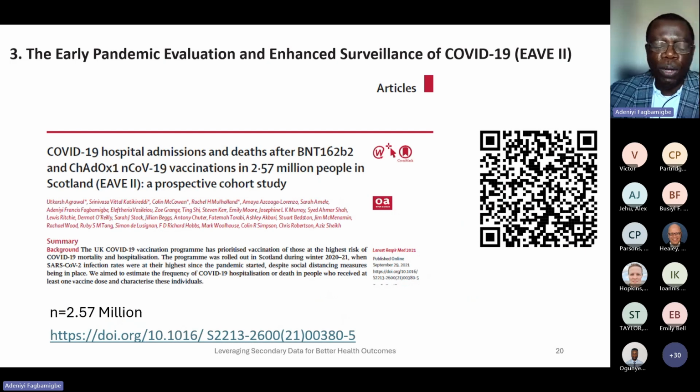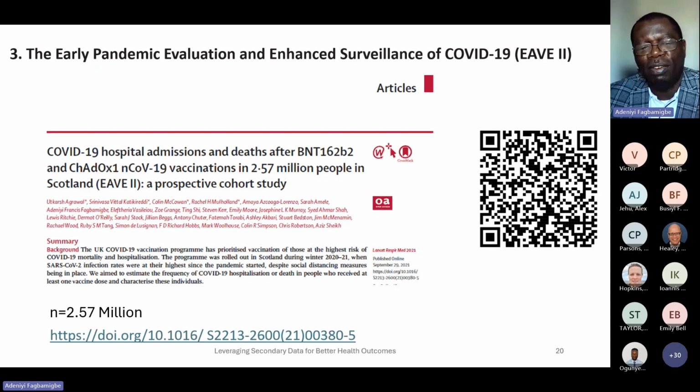Another example is this one. I belong to this group, still in Scotland, at the outbreak of COVID-19 in 2020. We set up this surveillance, the yearly pandemic evaluation and enhanced surveillance of COVID-19. We call it EAVE II, that's the short name. It looks at outcomes of COVID-19 and people taking the jabs. Which type of jab did you take, how many have you taken, and so on and so forth. This collaboration has led to more than 50 publications in high-profile journals.